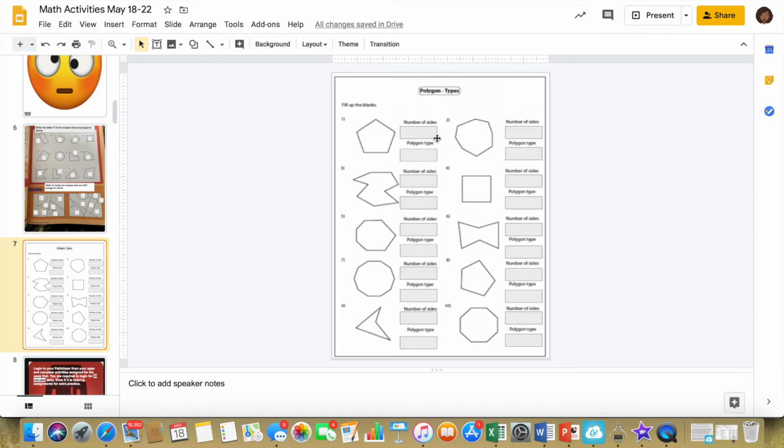Then when you go to this one, you're just going to be counting the number of the sides. So 1, 2, 3, 4, 5, and then I would put a 5 right here.